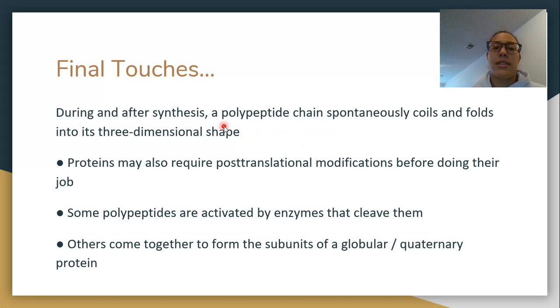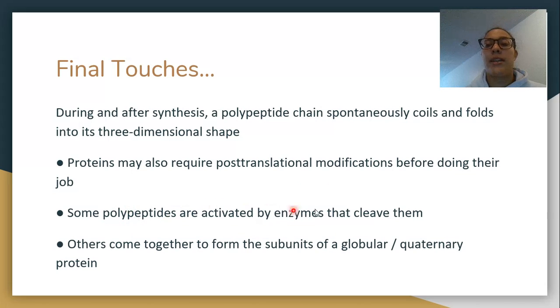So again, this is going to talk about coiling, winding, going through our quaternary process of folding and creating our 3D shape for our protein. Sometimes they have some post-translational modification, like with the Golgi body. As the Golgi body is shipping it out, sometimes it does some additional modifications. So that might happen.